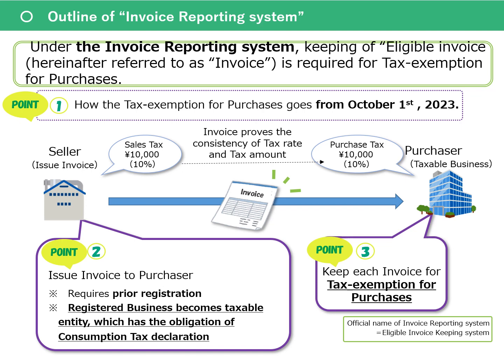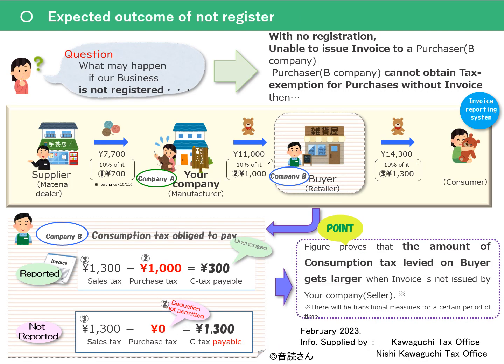Once registered, the seller needs to declare consumption tax as a taxable business. Third, the purchaser from the transaction above needs to keep an invoice issued by the seller. The purchaser can declare tax exemption for purchases referring to this invoice. In other words, if you do not have an invoice, then you cannot declare tax exemption for purchases. The amount of purchase cannot be considered when you are figuring out the amount of tax you have to pay. To be qualified to issue an invoice, the business needs to register as an invoice issuing business.